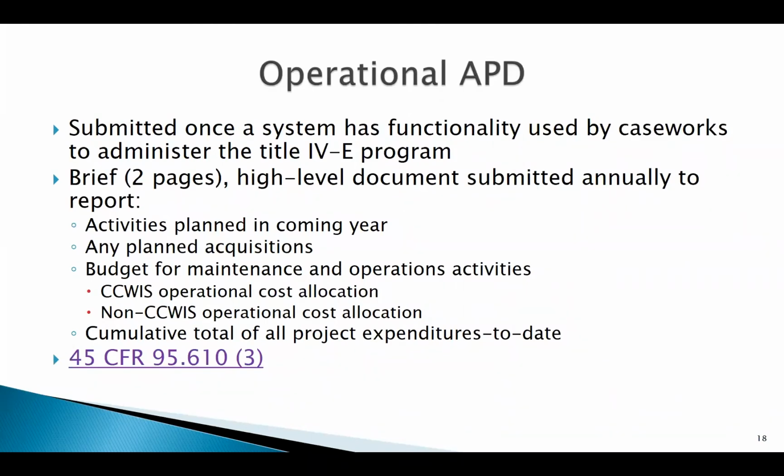So your operational APD. Once a system has functionally been used by caseworkers to administer the Title IV program, it is a brief, 2 page high-level document that is submitted annually to report your activities planned in an upcoming year, any planned acquisitions, your budget for maintenance and operations, the CCWIS operational cost allocation, the non-CCWIS operational cost allocation, and the cumulative of all of the project expenditures to date. Next slide.